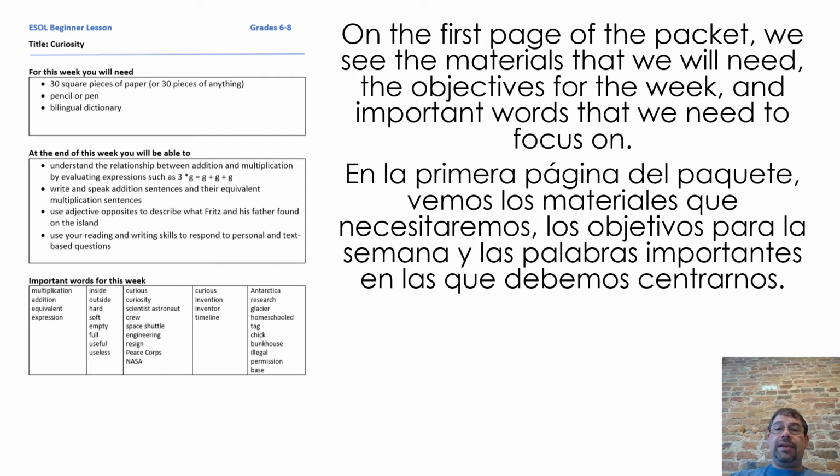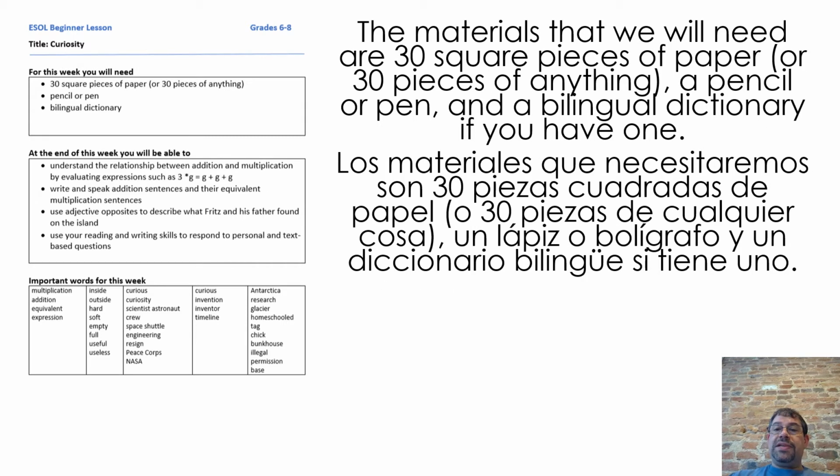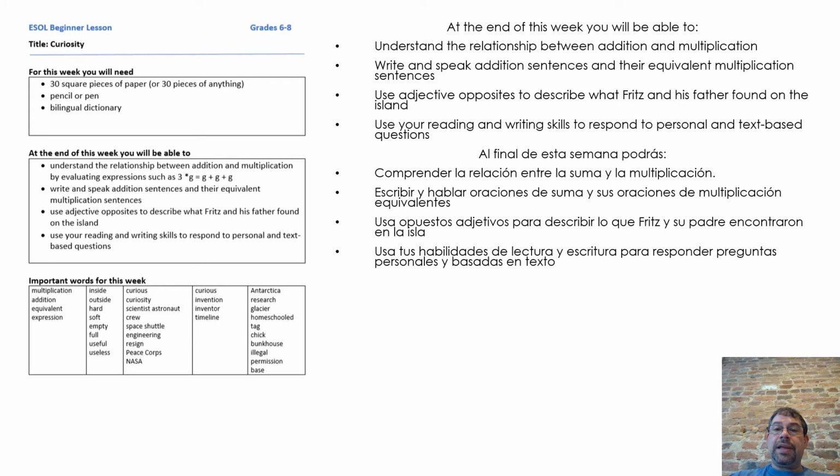On the first page of the packet, we see the materials that we will need, the objectives for the week, and important words that we need to focus on. The materials that we will need are 30 square pieces of paper, or 30 pieces of anything, a pencil or pen, and a bilingual dictionary if you have one. At the end of this week, you will be able to understand the relationship between addition and multiplication, write and speak addition sentences and their equivalent multiplication sentences, use adjective opposites to describe what Fritz and his father found on the island, and use your reading and writing skills to respond to personal and text-based questions.